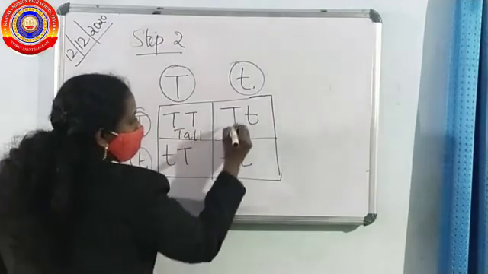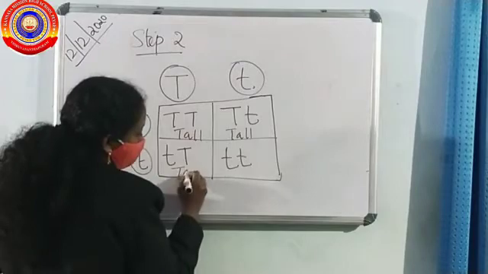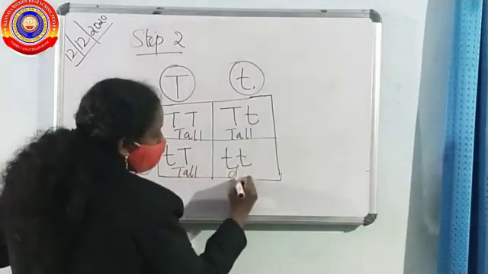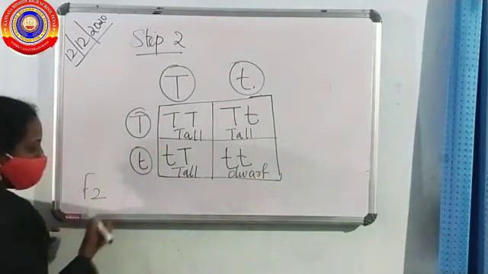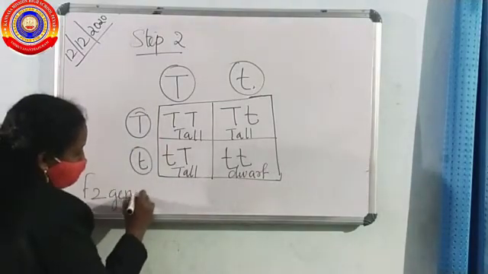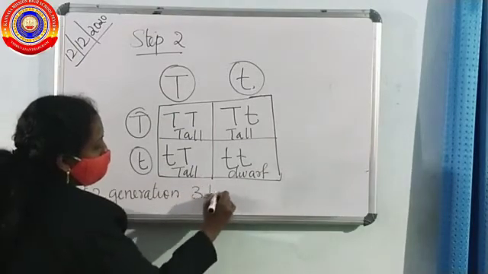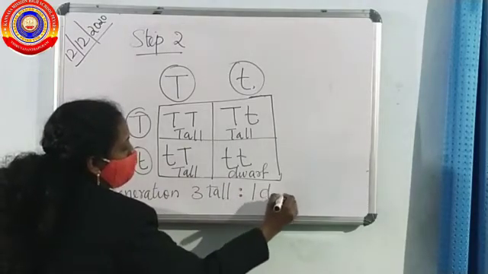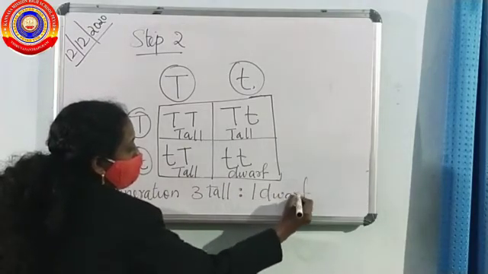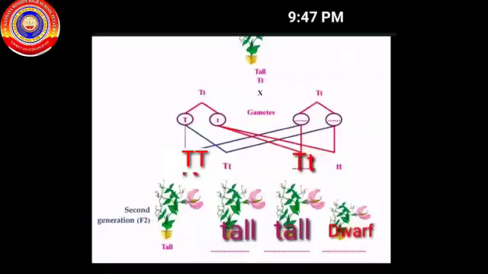Here it is tall. Here also we got tall. Here also we got tall, and in the fourth box, small t's are seen. So the result is dwarf. So in the F2 generation, we got 3 tall and 1 dwarf. I hope you understood this problem.